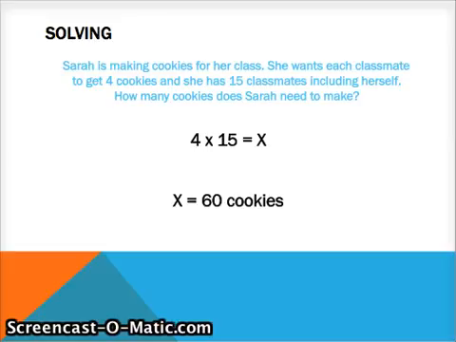To solve this problem, you know that you have 15 classmates, including Sarah, and you know that each gets 4 cookies. That means you would want to set it up as 4 times 15 equals x, the number you are looking for. When you multiply 4 times 15, you get 60. Your answer should be x equals 60 cookies.